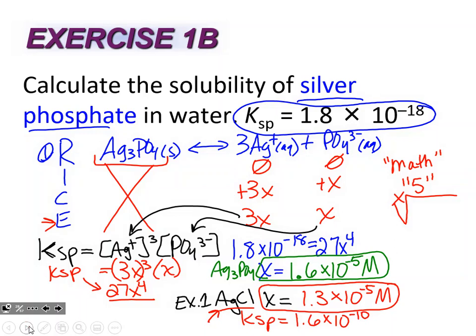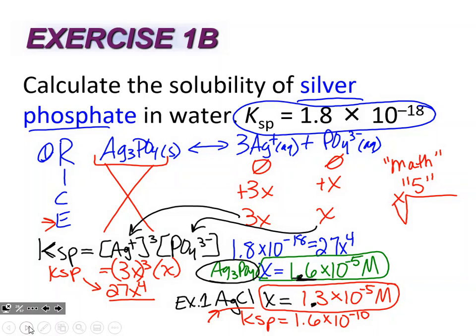So let's compare now, looking at our silver phosphate and our silver chloride. Which one is more soluble out of the two? Which one can dissolve more? Yes, the one that can dissolve more happens to be the silver phosphate. It's just slightly more, 1.6, different than 1.3 here, right? Not very much more soluble, but it is slightly more soluble than the silver chloride.